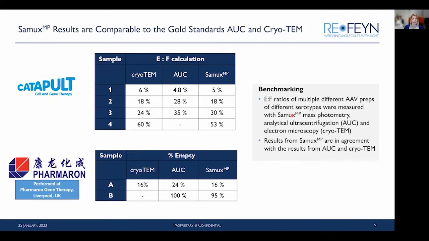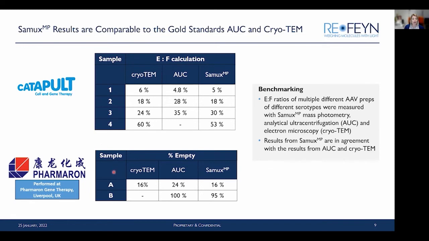We further extended this benchmarking study. The data on the top again are from Cell and Gene Therapy Catapult. They measured 4 different samples with 6 to 60% full particles, with the 2 gold standards for determining the empty-full ratio, cryo-TEM and analytical ultracentrifugation AUC, and compared that with the results received on the Samux MP. And you can see that this data is in great agreement, showing the reliability of the method of the Samux MP.